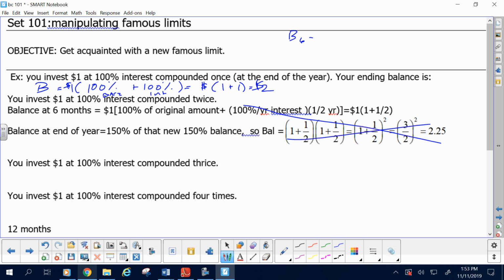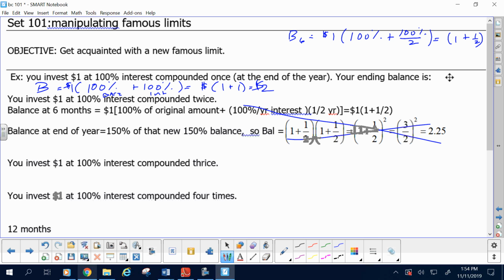Balance at 6 months. Now you're going to take $1, and you're still going to get 100% of that back. But in terms of the interest, you won't get 100% interest, but actually only half that, because that's 100% for a full year, and you've only had it in for 6 months, right? So after 6 months, you would get 1 plus a half. At 6 months, your balance would stand at $1.50.